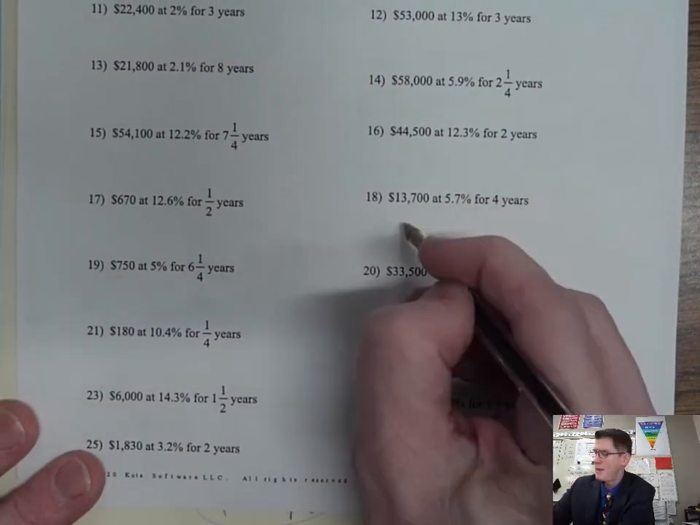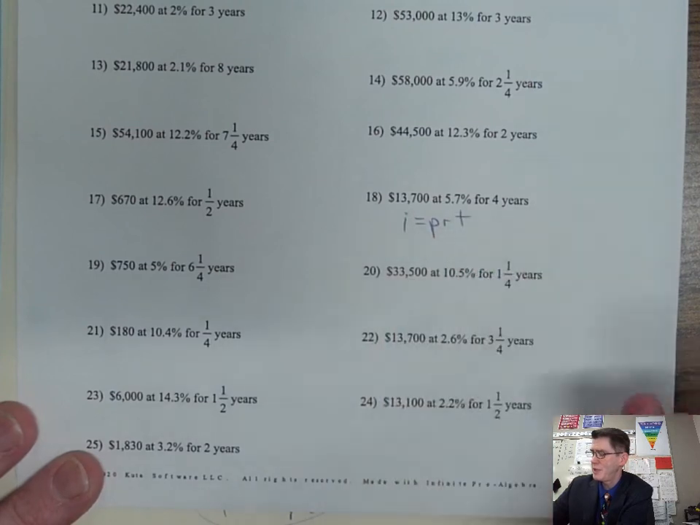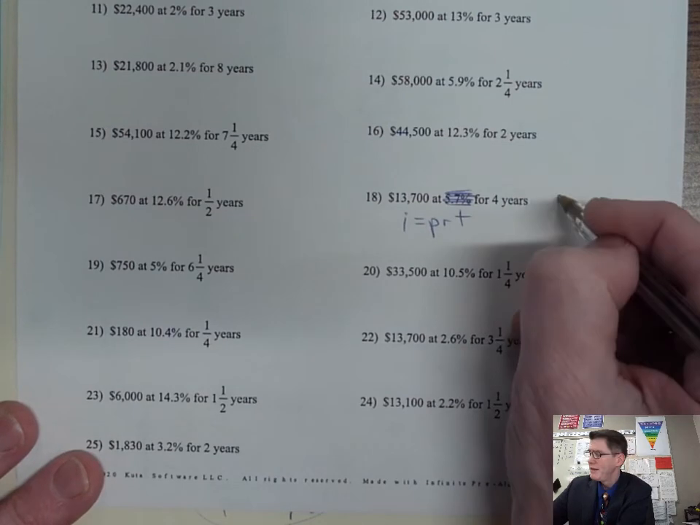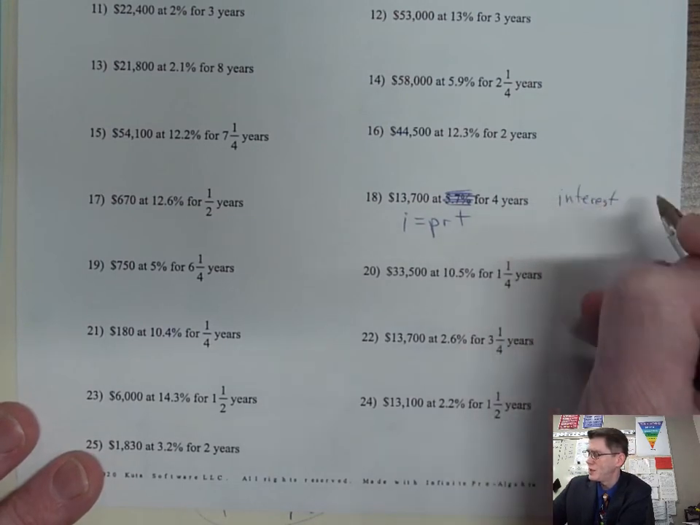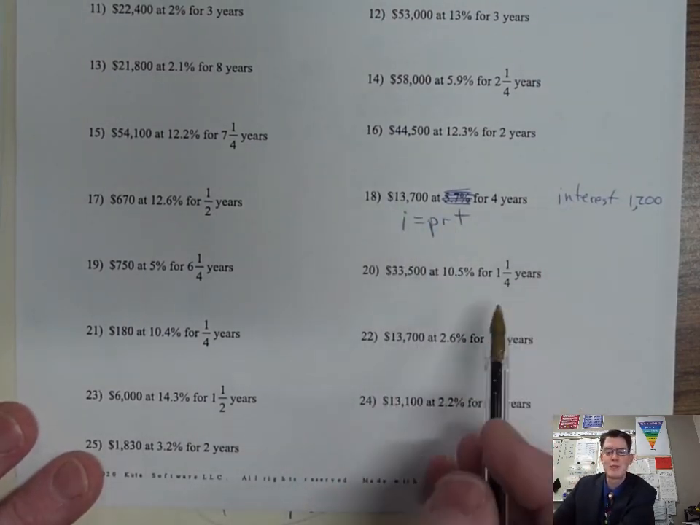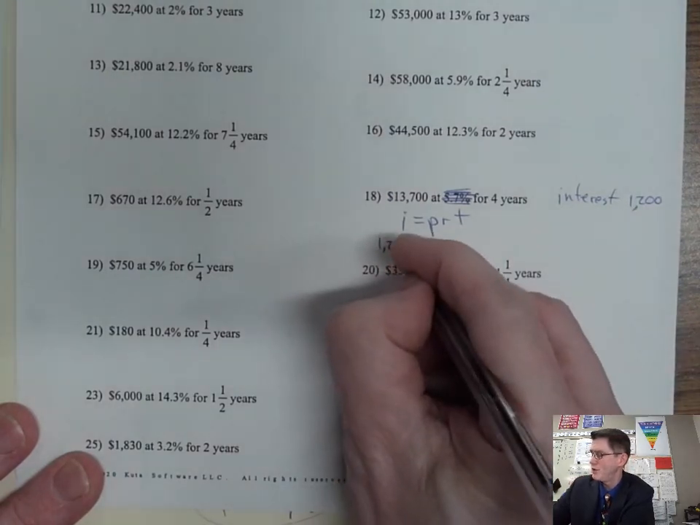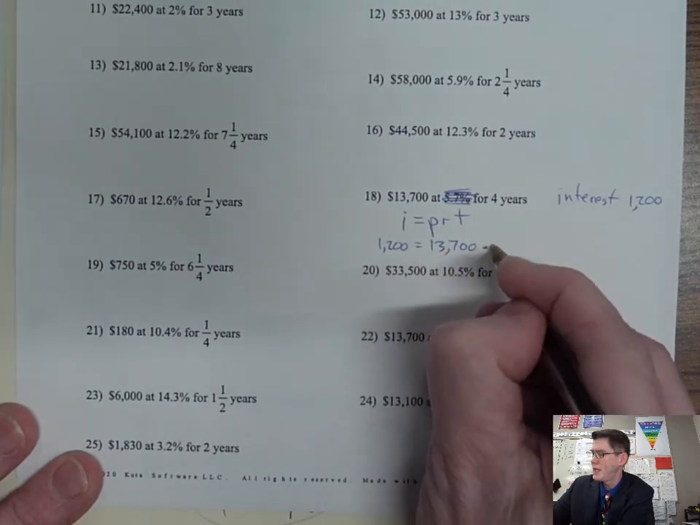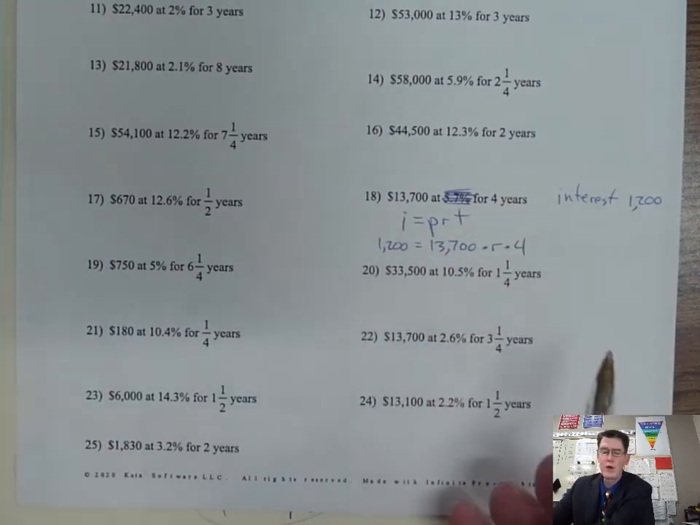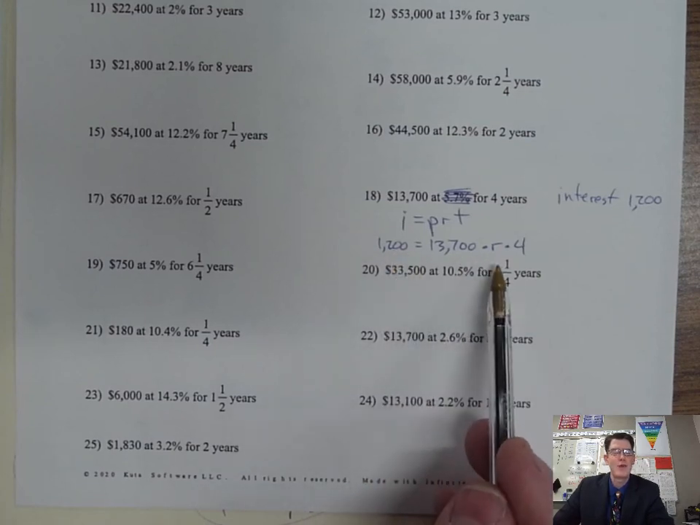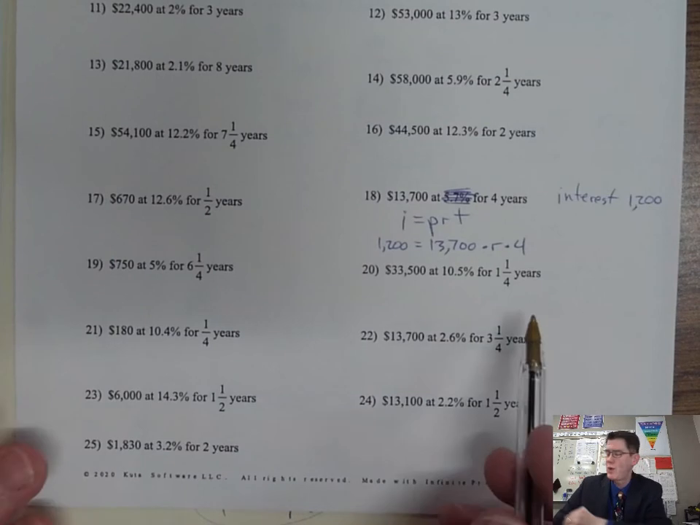What you'll do sometimes is you've got the equation, I equals PRT. They might give you all of the numbers except for one of these. They might say the interest was $1,200. So you just put these numbers into the equation. The 1,200 goes here. The principal, the 13,700, times the rate times the time, which is 4 years. Then when you plug that in, you try to solve for the rate. We just solve like we've solved equations before.